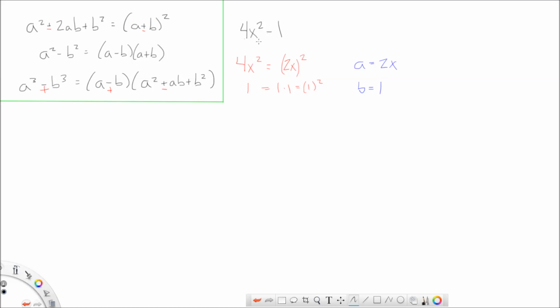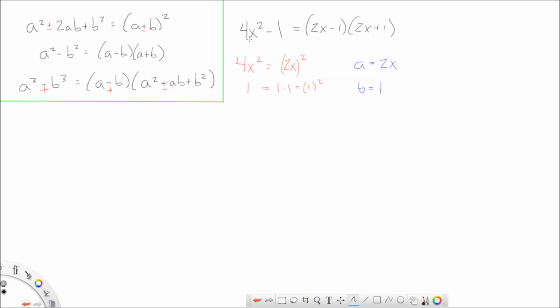Alright, so you're looking for the thing you square to get this. Now I just use this formula here. I get a minus b, so 2x minus 1 times 2x plus 1. You just find the square root of the first term, that goes here. Find the square root of the second term, that goes second, and just throw a minus in the first one and a plus in the second one. So that's how you factor a difference of squares.